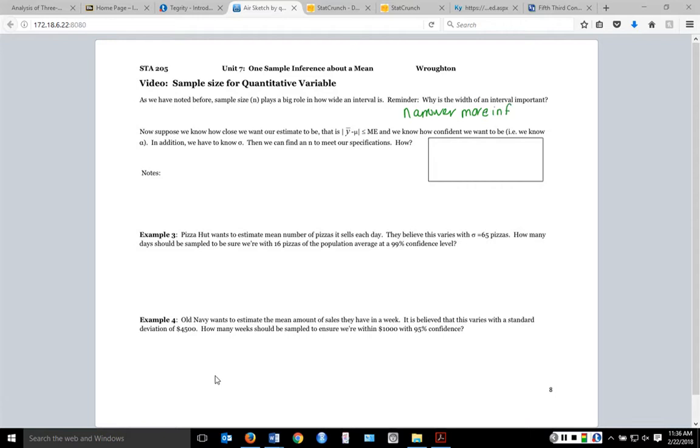So then maybe a question is, why don't we always just take a really large sample? Well, of course, getting data is easier in some cases than in others. So we don't want to take way too big of a sample size that costs a lot of money and possibly takes a lot of time. So we're going to talk about what we need to know in order to estimate sample size. Here are the things that we're going to need to know.